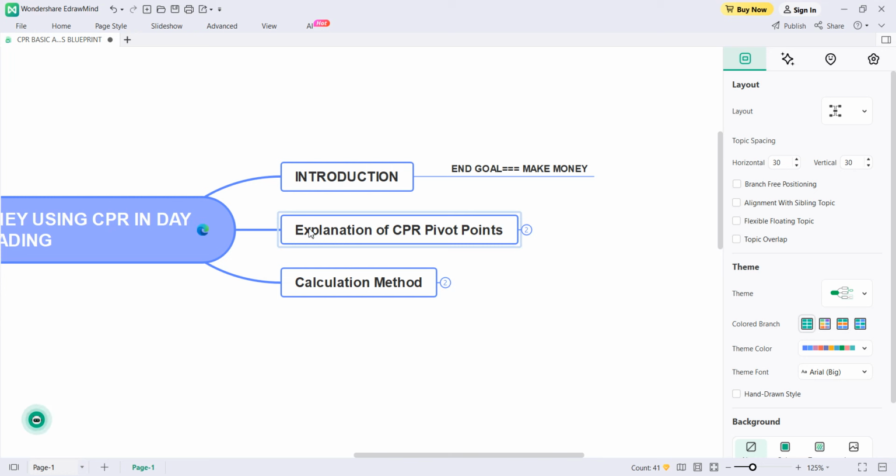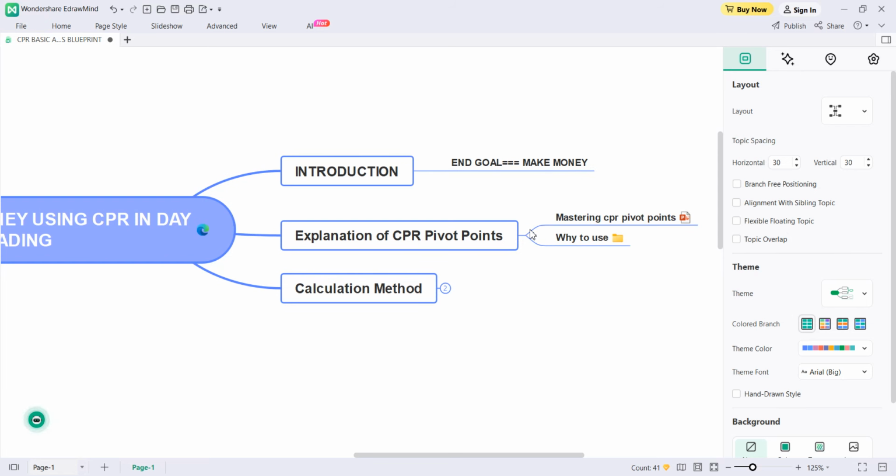This is the explanation of CPR Pivot Points here. See, you need to master the CPR Pivot Points in order to enter the trades and take profits from the markets. Okay, let's go here.